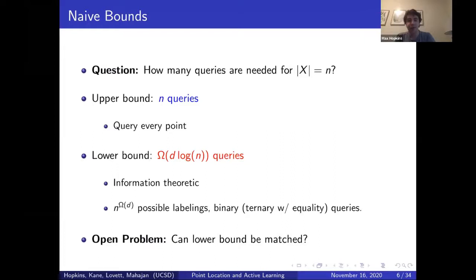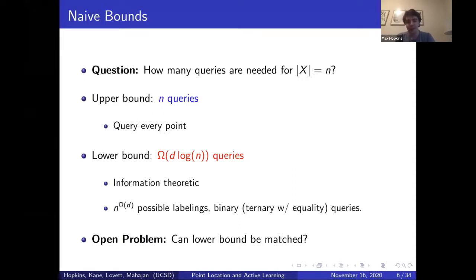So let's talk about some naive bounds for this problem. Well, certainly you can do this in n queries, where n is the size of X. I could just ask for the label of every point in X. Surely that would solve the problem. But that's not very good. So what's the lower bound? Well, there's an information theoretic lower bound that's exponentially smaller, of d log n, where d is the dimension that our point set lies in.